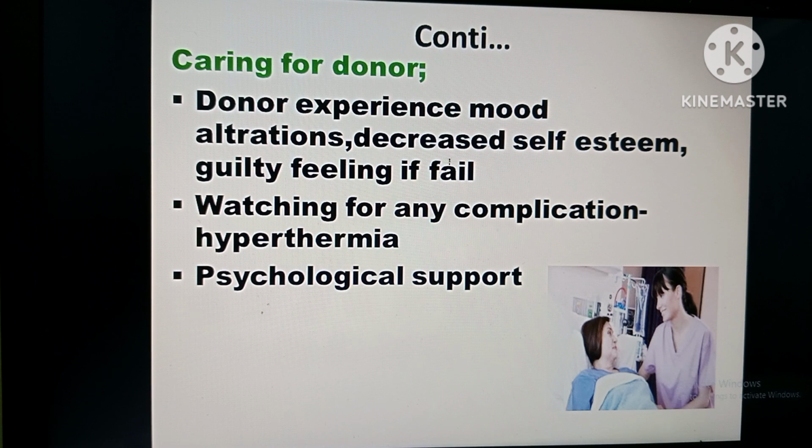Watch for any complications. As I said, there may be a chance of pain, fever, and hematoma, and a high fever might be there. After discharge also, this has to be educated to the client, as well as psychological support throughout until discharge. So these are the nurse's responsibilities when a client is undergoing bone marrow transplantation.